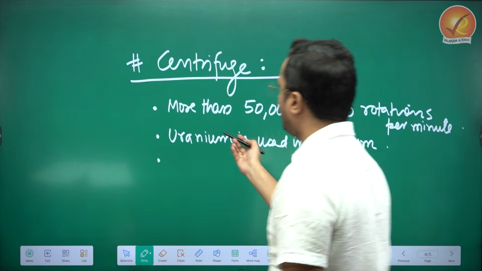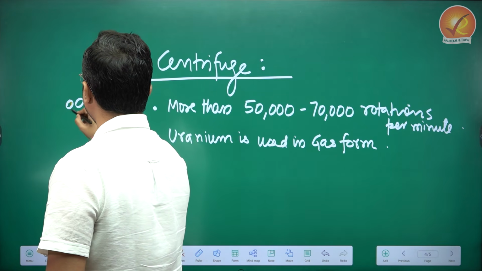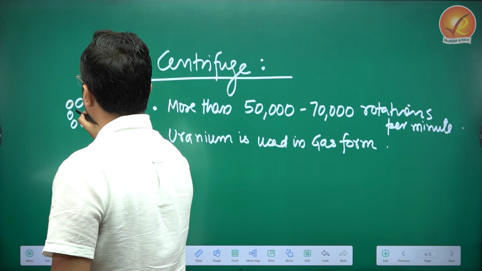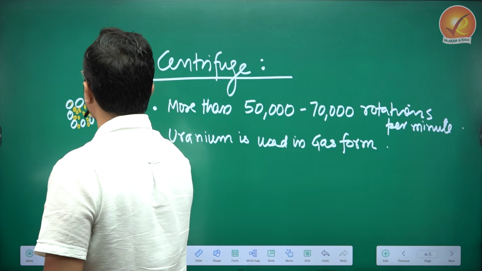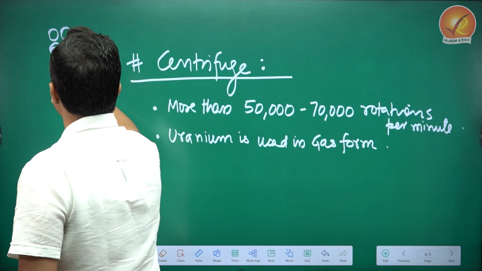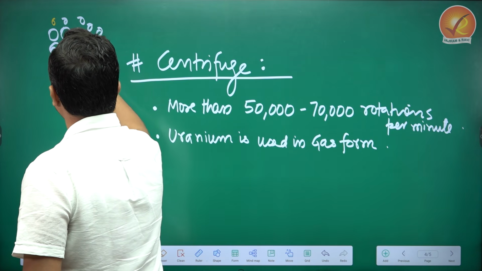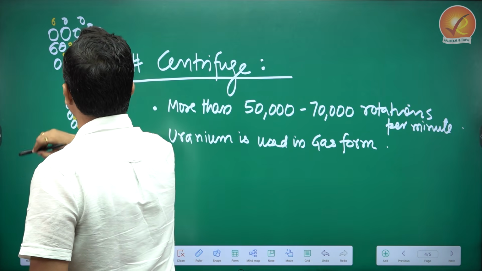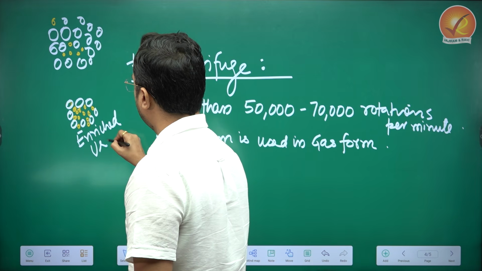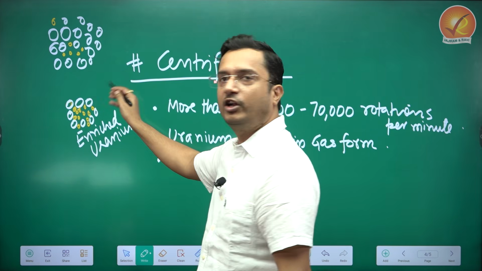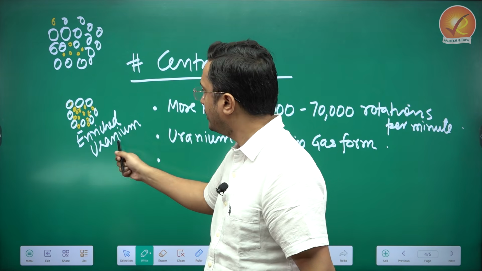Before that, the enrichment would look somewhat like this. Earlier it was like this: you had a large number of atoms of uranium 238 and a very small percentage of uranium 235. Now this one is enriched uranium. If you keep removing uranium 238, percentage-wise the uranium 235 would keep on increasing. This is called enriched uranium.